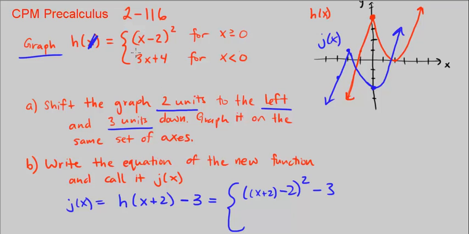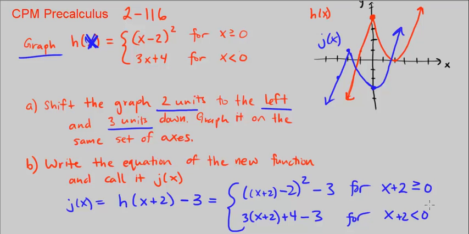And then we have 3x plus 4, and again, wherever we see x, we're going to replace it with x plus 2. So we have 3 times x plus 2 plus 4. That's 3x plus 4 becoming 3 times x plus 2, plus 4. Again, minus 3. And then, don't forget, we have the regions. Instead of x greater than or equal to 0, the input changes it, so it's x plus 2 greater than or equal to 0. And here, instead of x, we have x plus 2 less than 0.